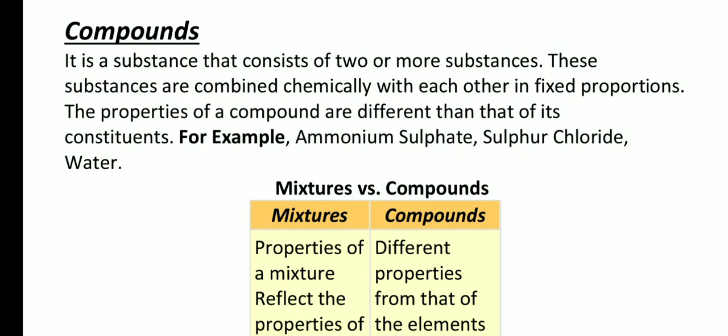Now, some quick facts. Now, let us start with compounds. A compound is a substance consisting of two or more substances. These substances are combined chemically with each other in fixed proportions. The properties of compounds are different from those of its constituents. For example, ammonium sulfate, sulfur chloride, and water are examples of compounds. Below, I have tabulated mixtures and compounds. So let us study about it.